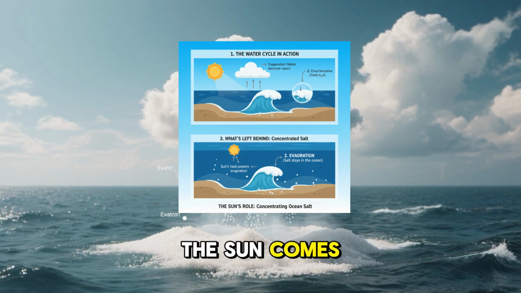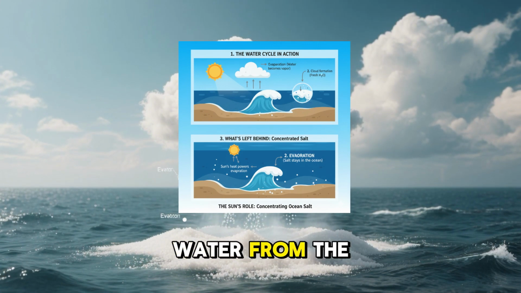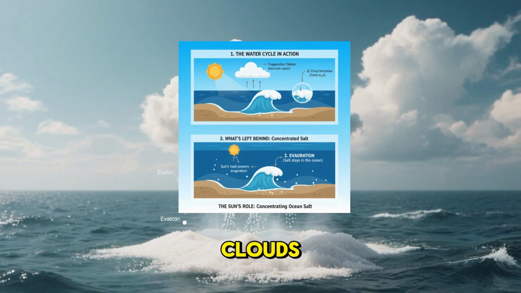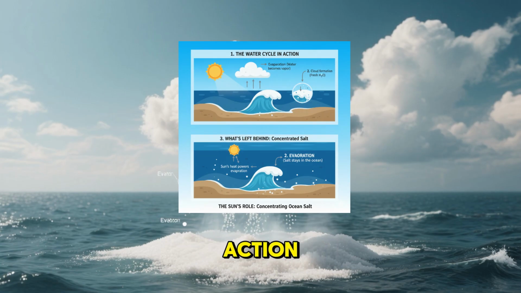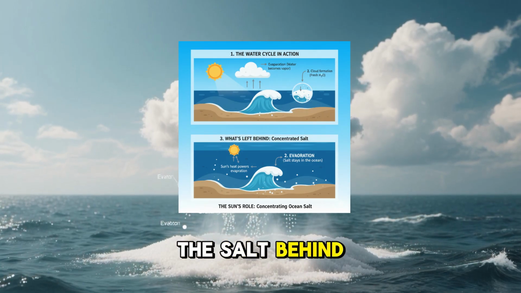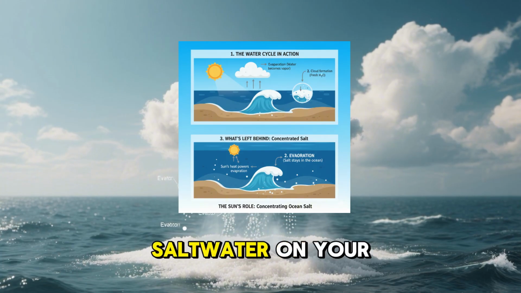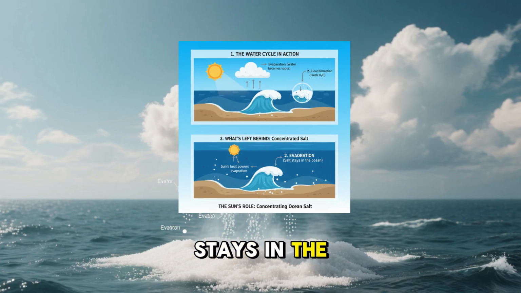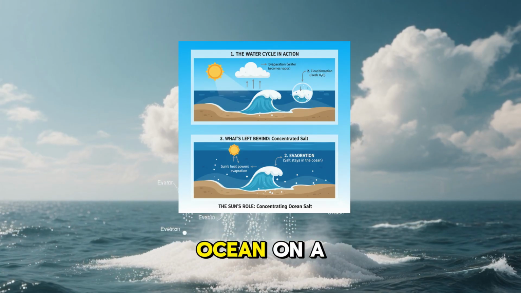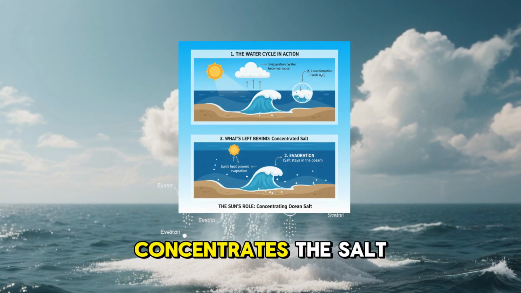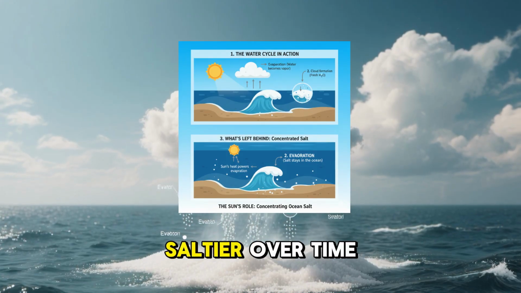This is where the sun comes in. The sun's heat causes water from the ocean's surface to evaporate, turning it into vapor and forming clouds. This is the water cycle in action. But here's the key. When the water evaporates, it leaves all the salt behind. Imagine boiling a pot of salt water on your stove. The water turns to steam, but the salt stays in the pot. The same thing happens with the ocean on a massive scale. This constant process of evaporation concentrates the salt, making the ocean saltier over time.